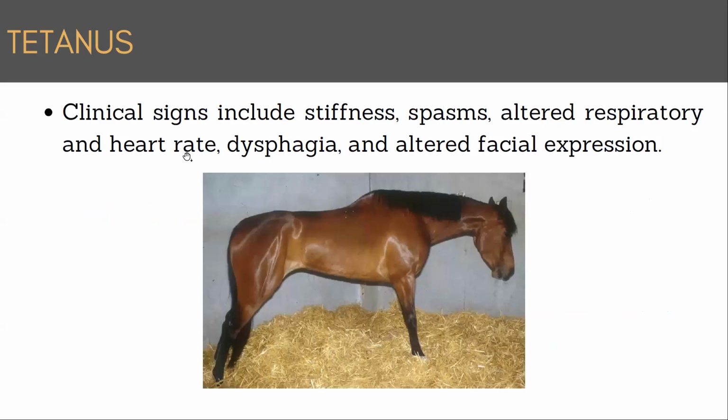So clinical signs include stiffness, spasms, altered respiratory and heart rate, nahihirapang lumunok, and altered facial expression. Makikita natin sa tetanus. So, yung heart mag-overwork since alam ko non-stop supply of calcium deposits ata or something. So, mag-overwork yung heart. Usually sa tetanus, ang one way of their death is yung heart nila bibigay na. Di na kaya dahil sa overwork.